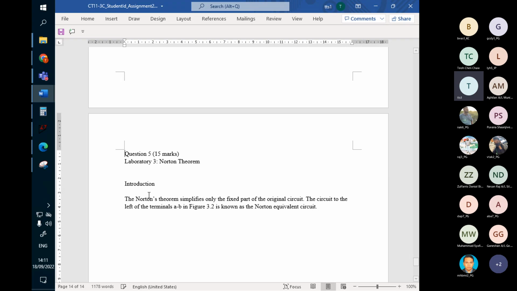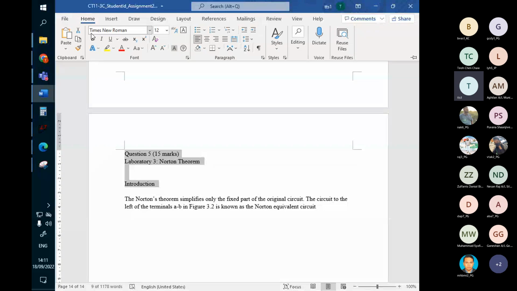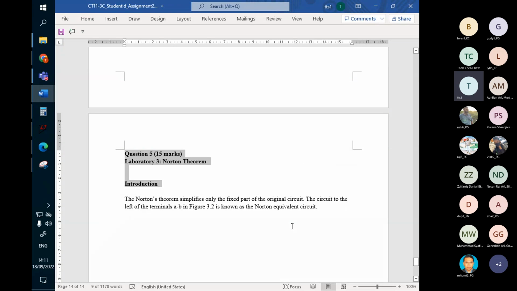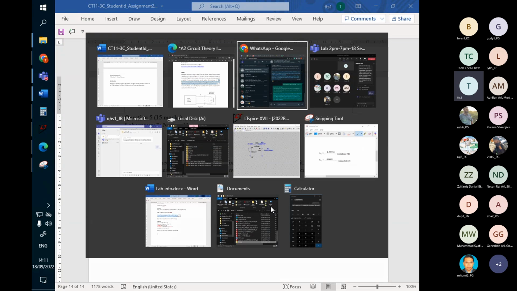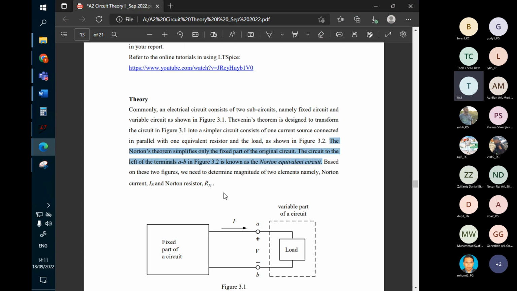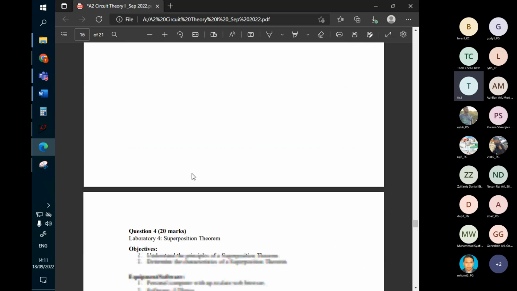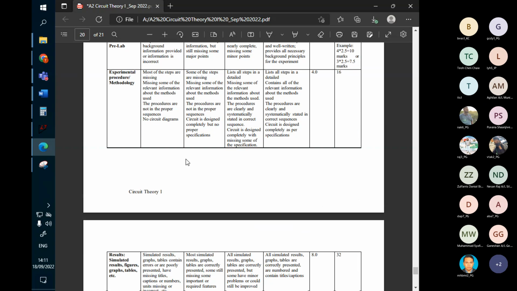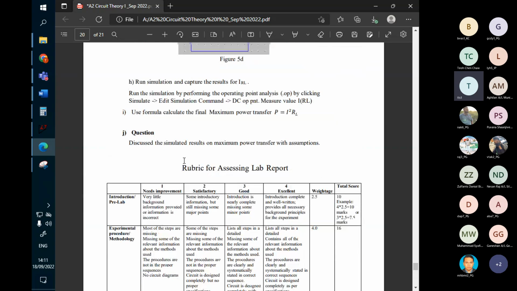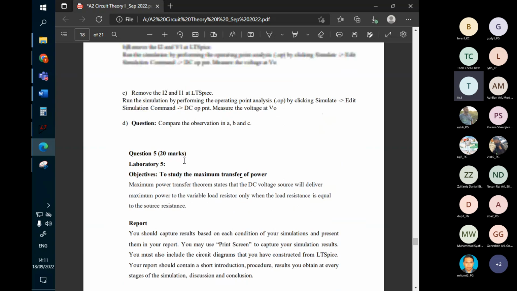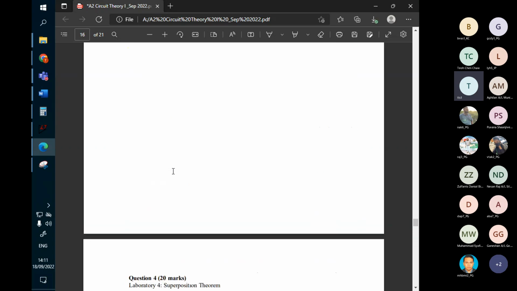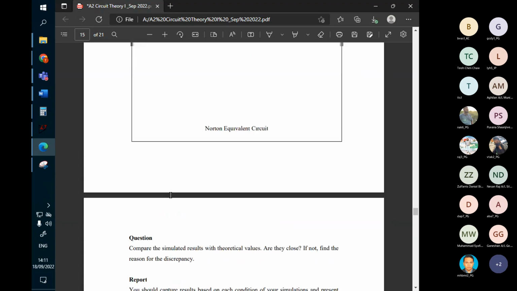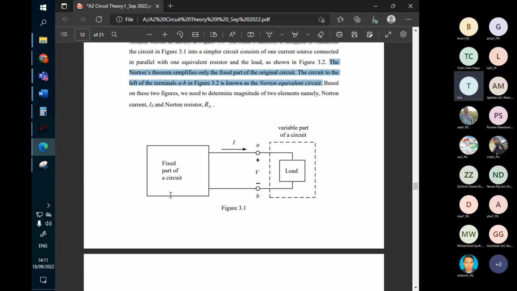Remember to. Hey, wait a minute. This is 15 marks? I thought every question is 20 marks. Let me double confirm. If this one is 15 marks, that means another question must be 25 marks. Otherwise, it doesn't make sense. This is another 20. Question 5, 20. Question 4, 20. Question 3, 15.